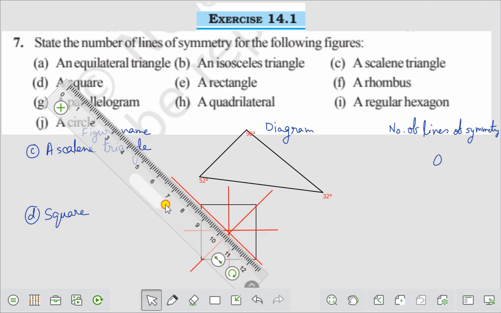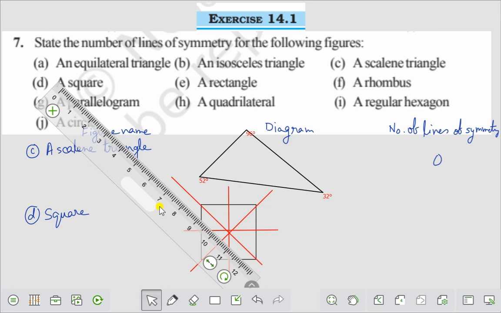Okay, here you see 1, 2, 3 and 4. Therefore, in case of a square, there are 4 lines of symmetry. Right? In case of a square, the number of lines of symmetry is 4. We will write here 4.